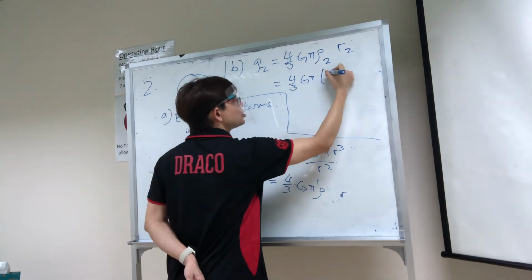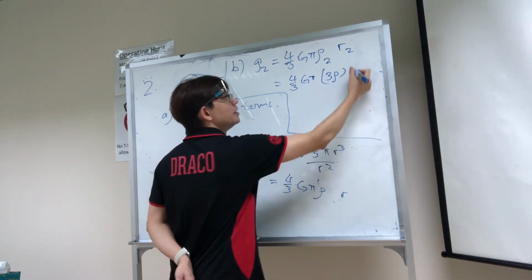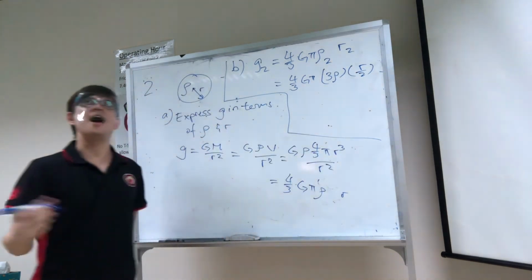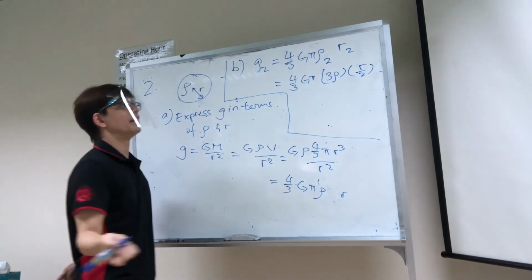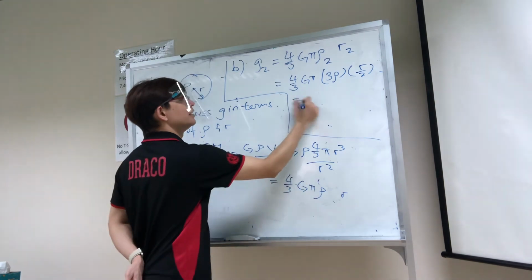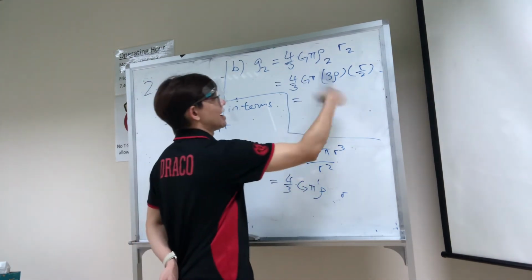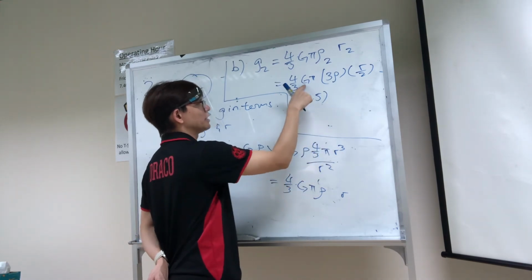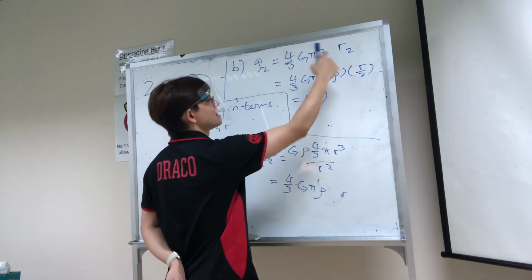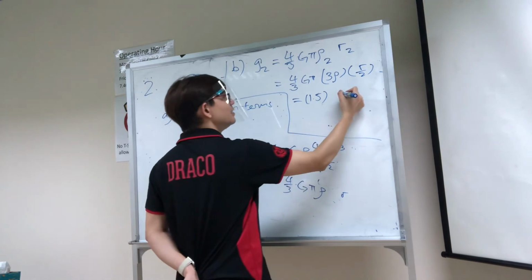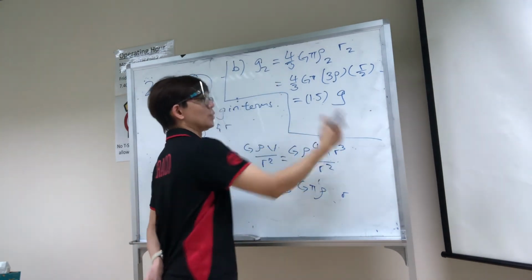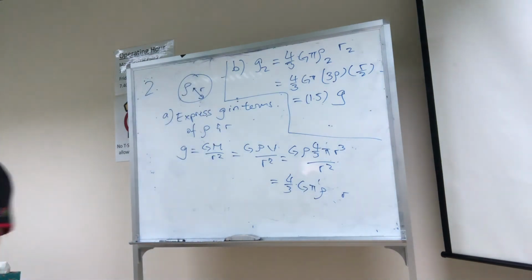Rho 2 is 3 times rho. R2 is half of r. Then I can pull out the 3 times a half to get a 1.5 here. Then I'll end up with 4/3 pi rho G r, which is the same expression as before. So that's just g1. So this is g2 in terms of g1. It's 1.5 g.